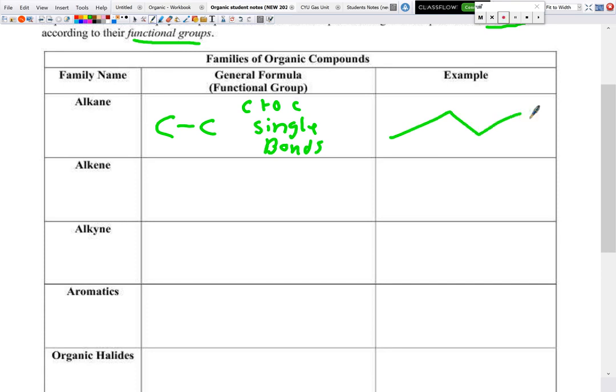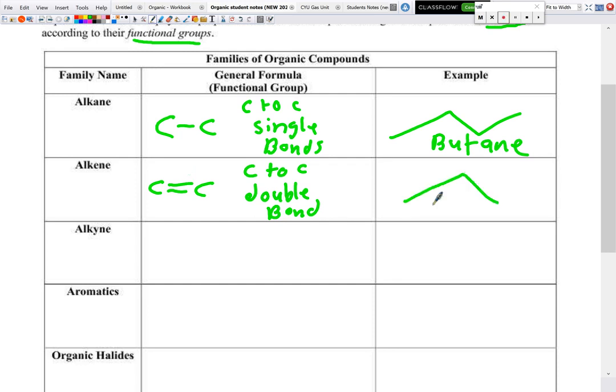Right, so for example, we see something like that. We can have butane. Now for an alkene, we would have had to have at least one carbon to carbon double bond. So this double bond is the functional group, and an example with that, we get something like propene, and notice that the ending changes.